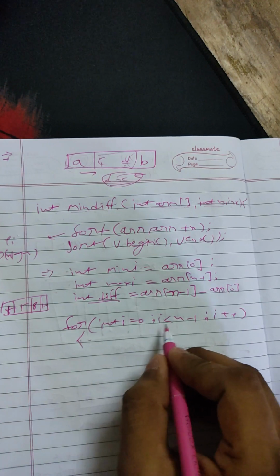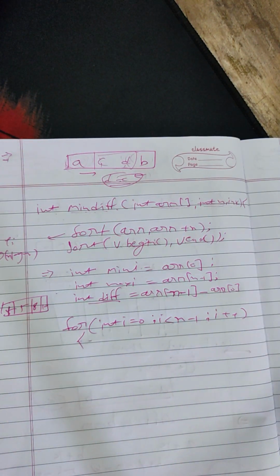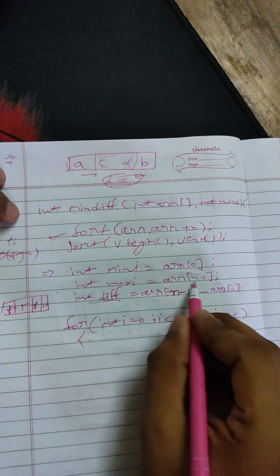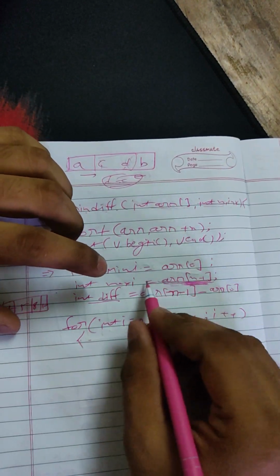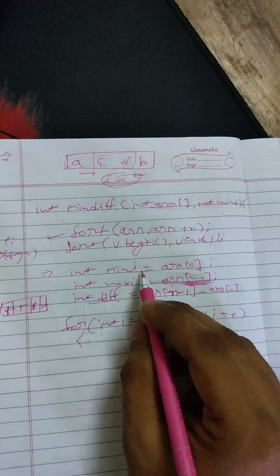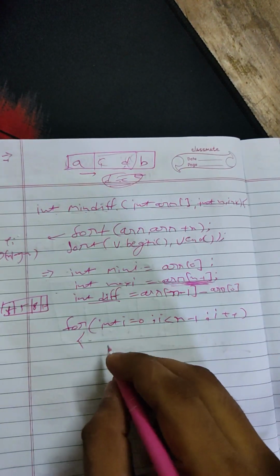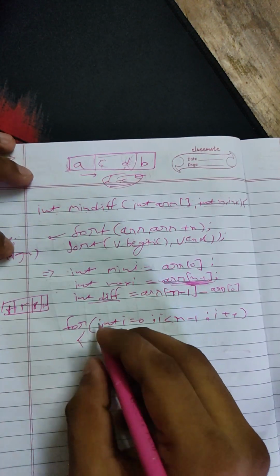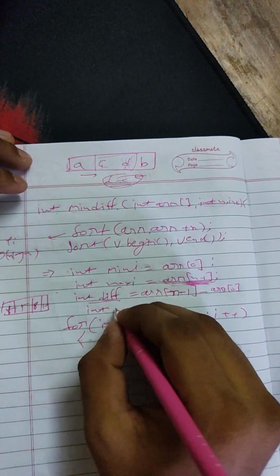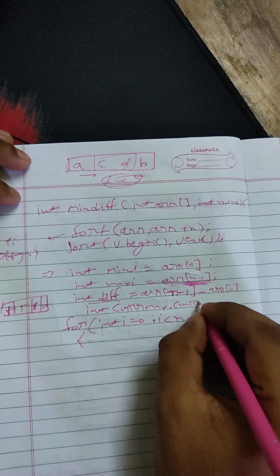Now you might have a question: why do we not include n minus 1? The reason is we have already taken n minus 1 here. Now we have to find the current minimum and current maximum, so I am initializing two variables, current max and current min.